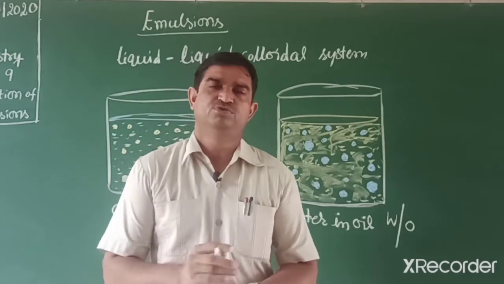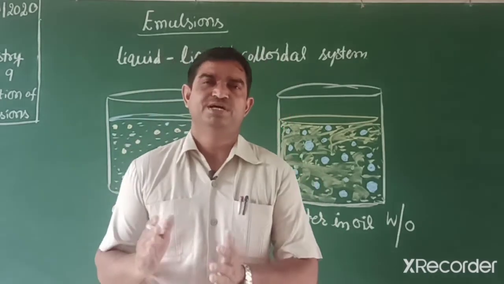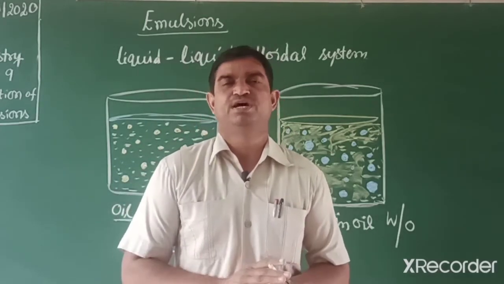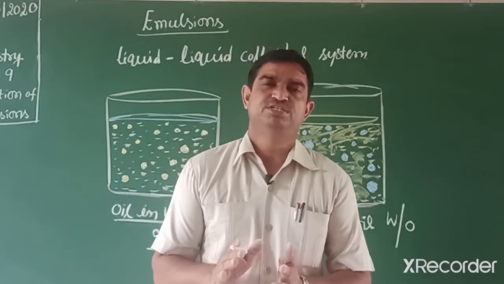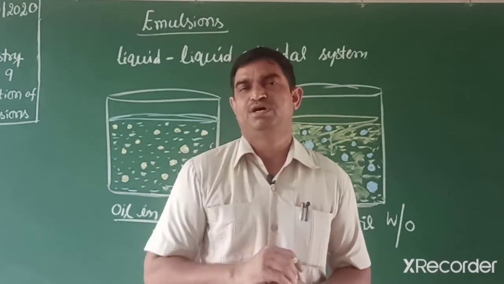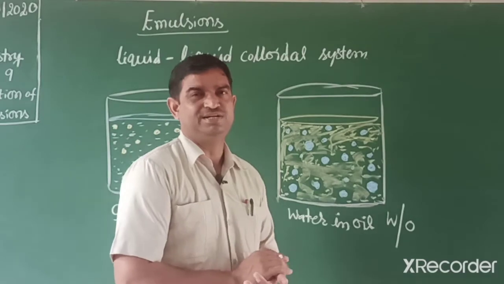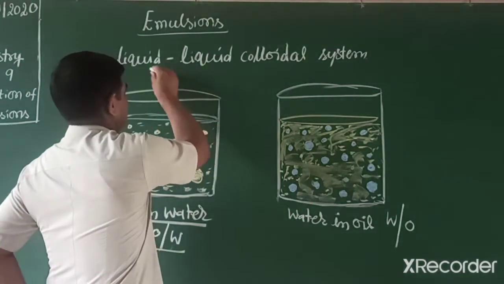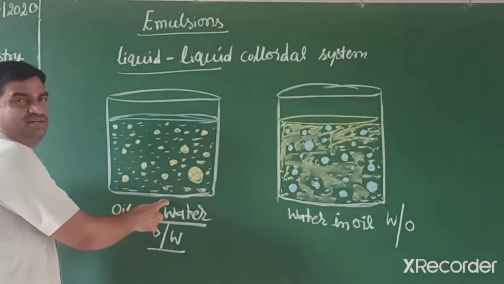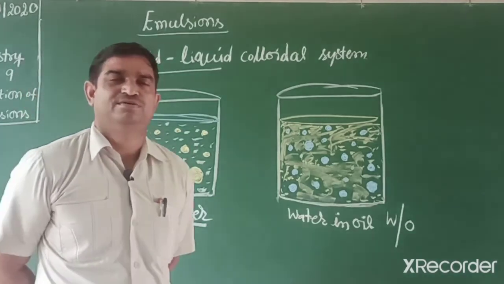Students, our new topic is emulsion. You know, in 9th class we already discussed that when the dispersed phase and dispersing medium are both in liquid state, that type of colloid is known as an emulsion. It means finely divided particles dispersed in a dispersing medium, and both are liquids. This type of colloid is very important in our daily life. The emulsions we can further divide into two types: oil in water and water in oil type emulsion.